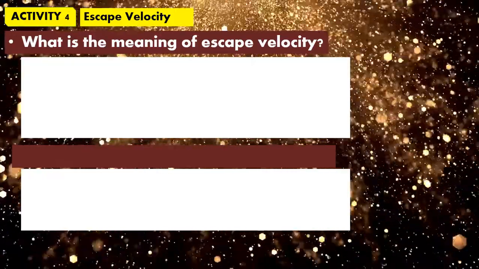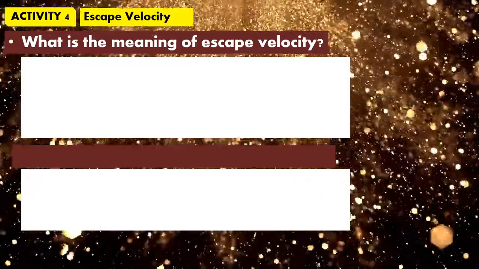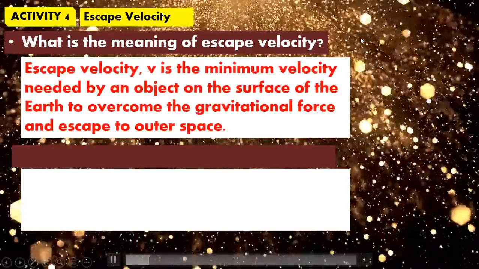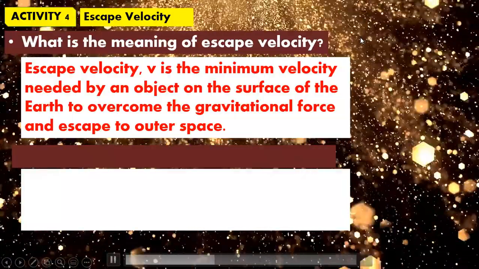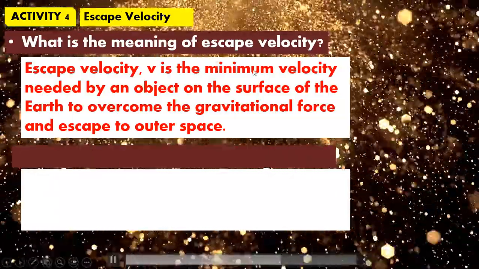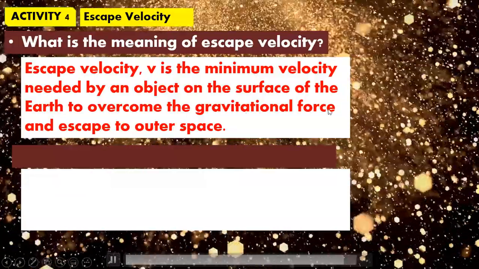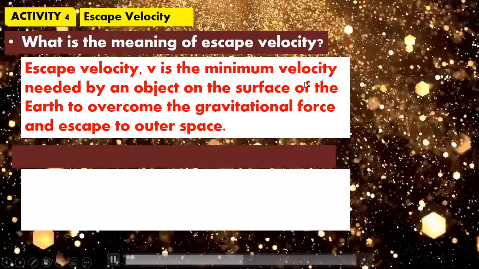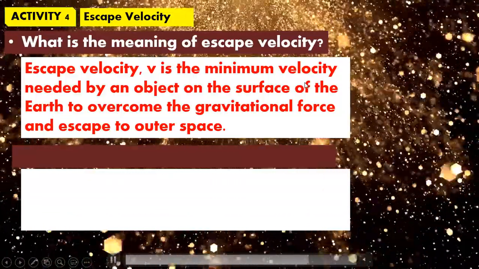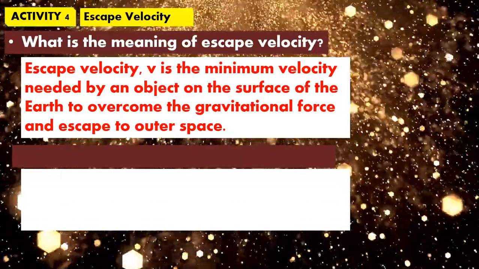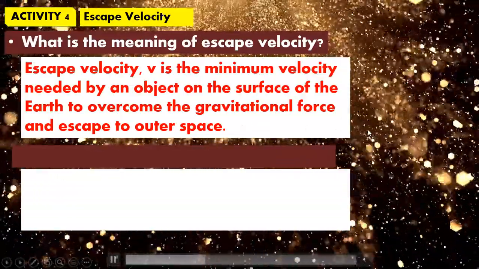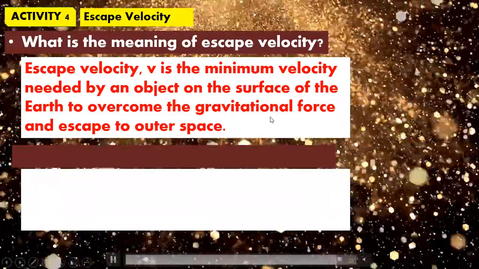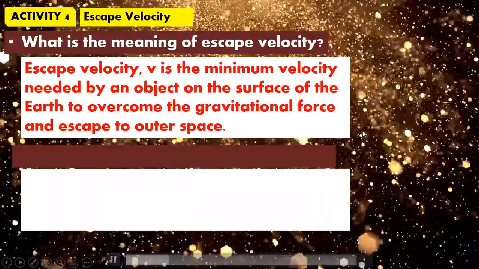Okay, next we have what we call escape velocity. So this is the last part. What is the meaning of escape velocity? Escape velocity v is the minimum velocity needed by an object on the surface of the Earth to overcome the gravitational force and escape to outer space. This means that if the speed is lower than the escape velocity, it cannot overcome the gravitational force and cannot go to outer space.